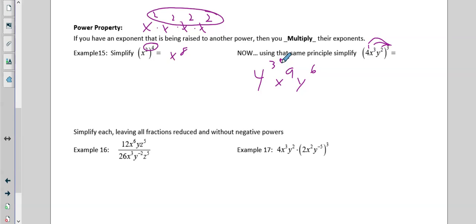Also, since you have a calculator, you should do this either in your head or on the calculator. 4 times 4 times 4, or you can look at your chart for this one. 4 cubed is 64. So this would simplify to 64, x to the 9th, y to the 6th. And that'd be our answer.